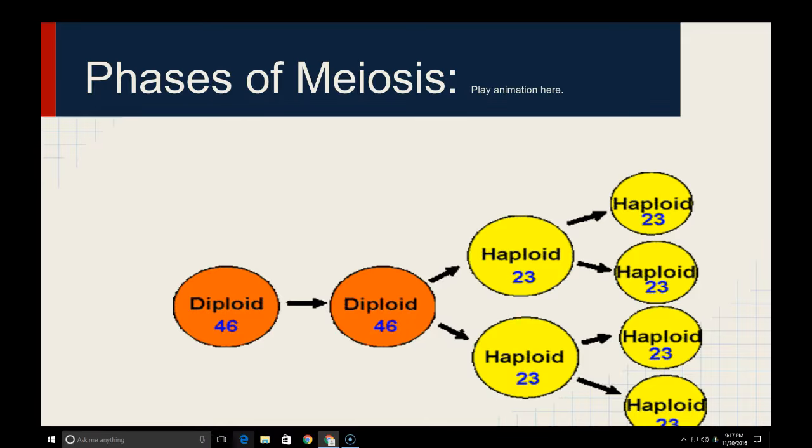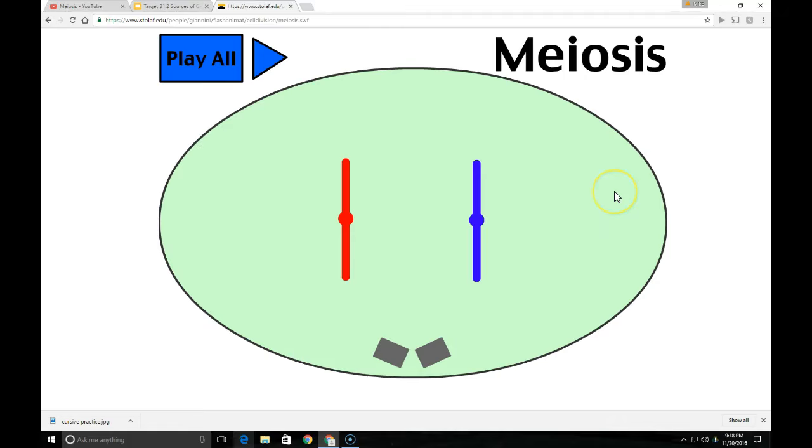All right, so again, we've got 2 rounds of cell division that create cells with half the number of chromosomes. So if we would have started with 100 here, we'd end up with 4 cells with 50. So it always creates cells that have half the number of chromosomes. This is an animation that we use, the same program as with mitosis and protein synthesis and such, but this is on meiosis.